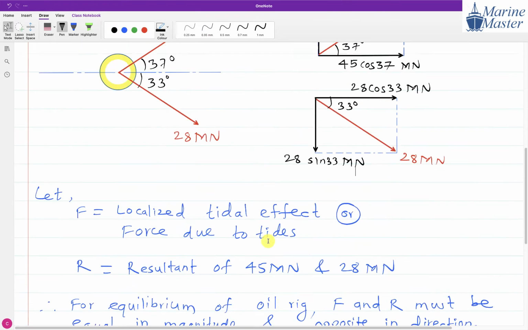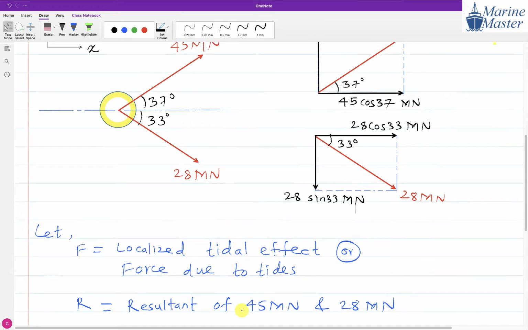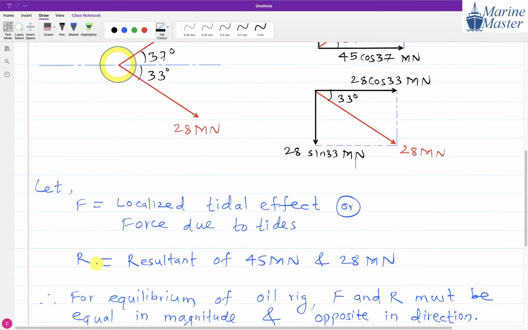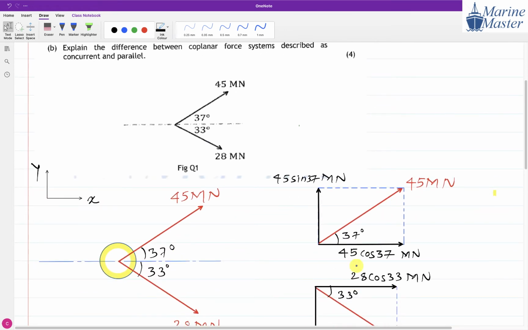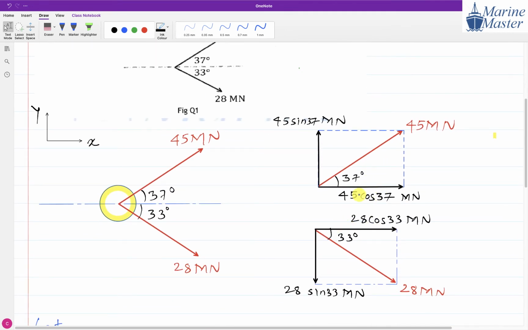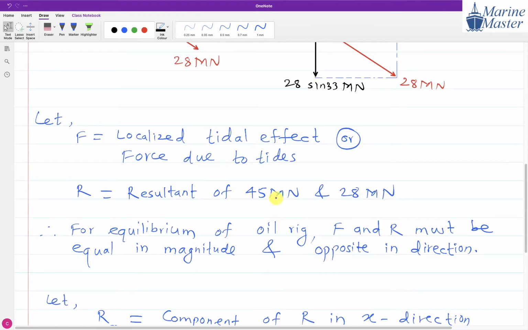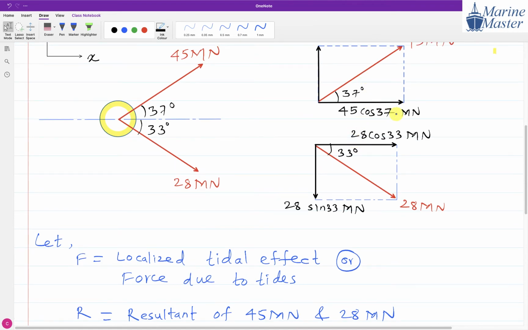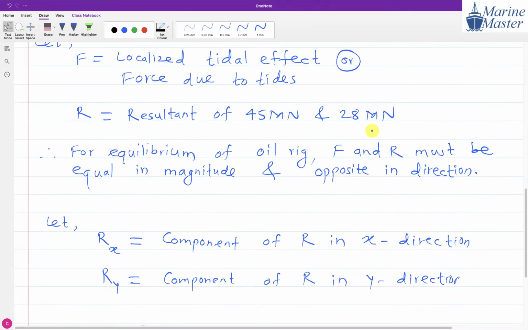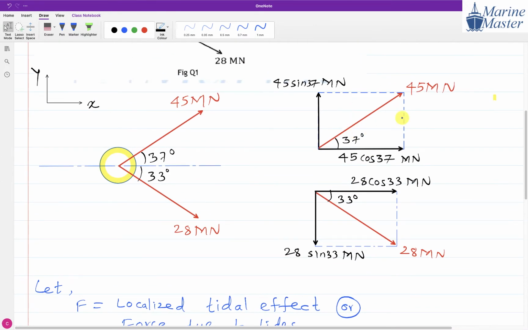Now our target is to find F. To get F, we need R. And for R, we need Rx and Ry. Here, the summation of Rx is equal to the summation of forces in x direction, meaning the summation of these two forces in x direction, because R is the resultant of these two. So we have to take the components of these two forces in x direction, and sum these two components. You are getting my point? What are we doing here?